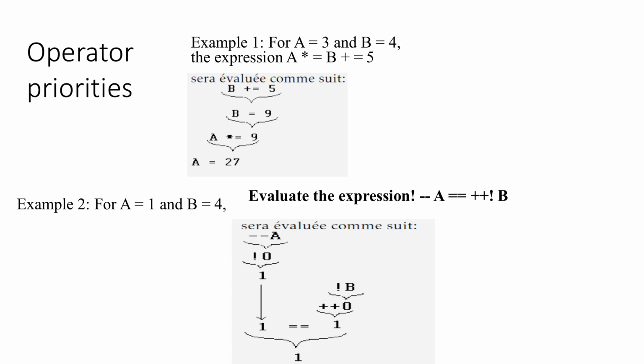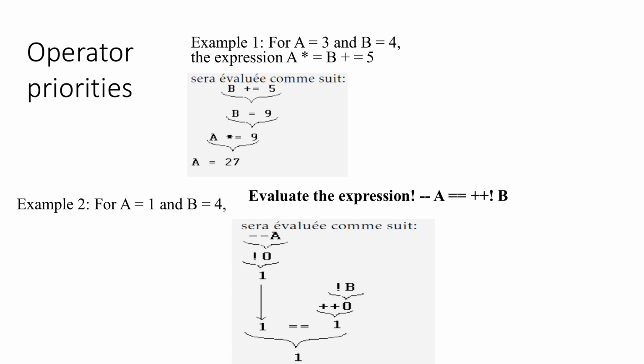So now let's take this example. We are going to evaluate the expression a star equal b plus equal 5. We start from the right side, since this is priority 9 in the previous slide. So b plus equal 5 means b equal b plus 5. In this case b equals 4, so you end up with b equal 9. Then a star equal 9 means a equal a times 9. In this case you end up with 27, as a is equal to 3.